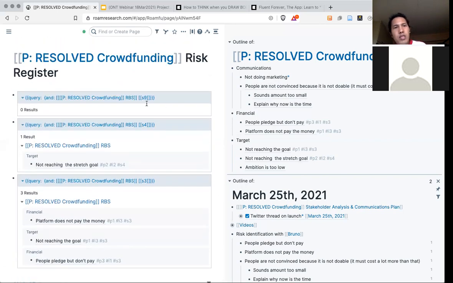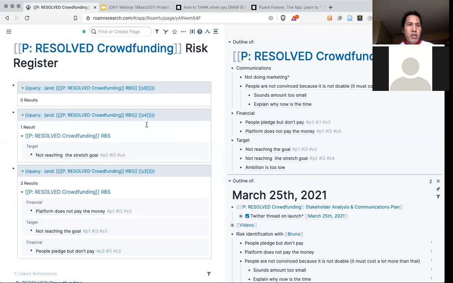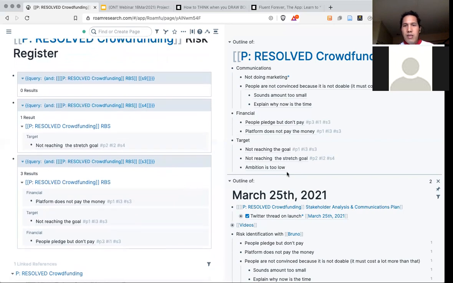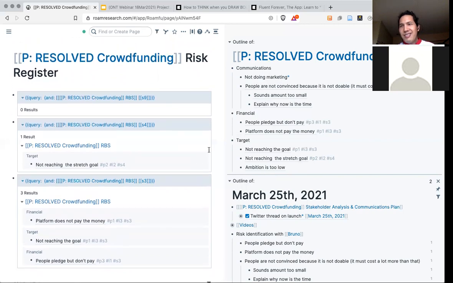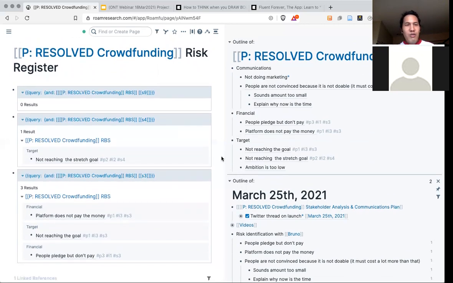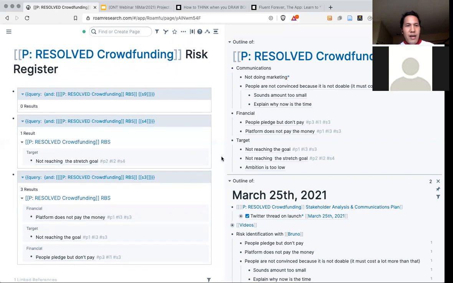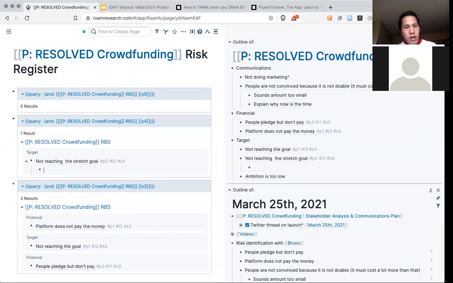So this is essentially the page I'll be looking at. This is the most important goal right now, not reaching the stretch goal. Actually, I want to make this a bigger thing to focus on because of what could be. So now, just to practice this, Bruno, what do you think could be our mitigation here?